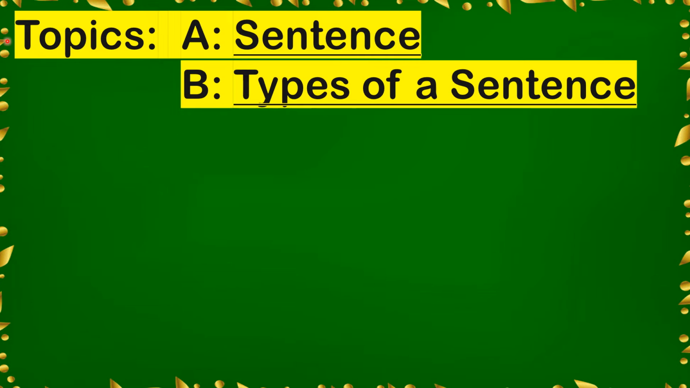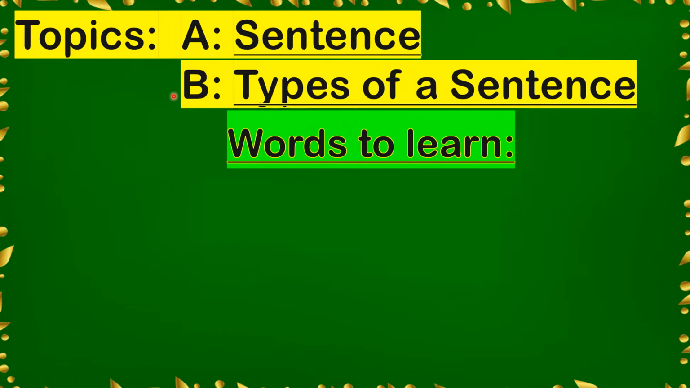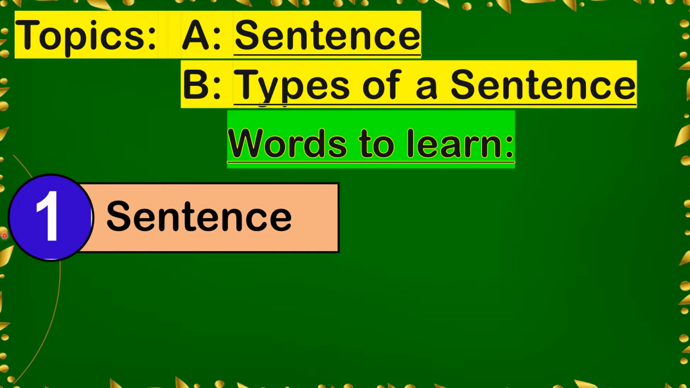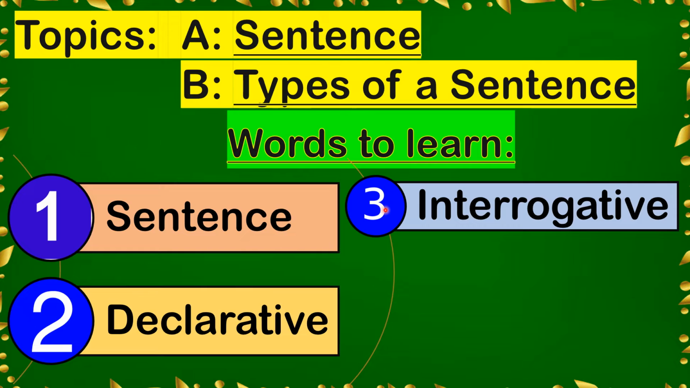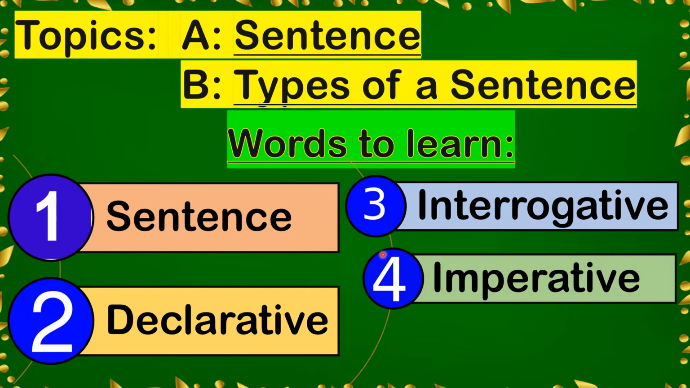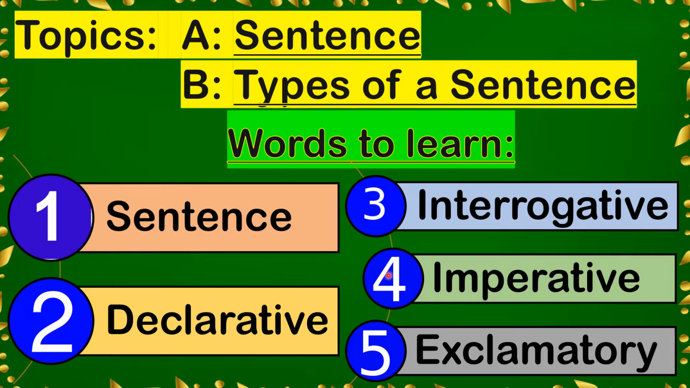So our topics for this week are the following: letter A, sentence, and letter B, types of a sentence. These are the words to learn. Please repeat after me so you can still practice your reading skills and speaking skills even if you're just at home. Are you ready now? Let's start reading. Number 1, sentence. Number 2, declarative. Number 3, interrogative. Number 4, imperative. And number 5, exclamatory. Now let's discuss these 5 words one by one so we will have an idea what our topics are for today.